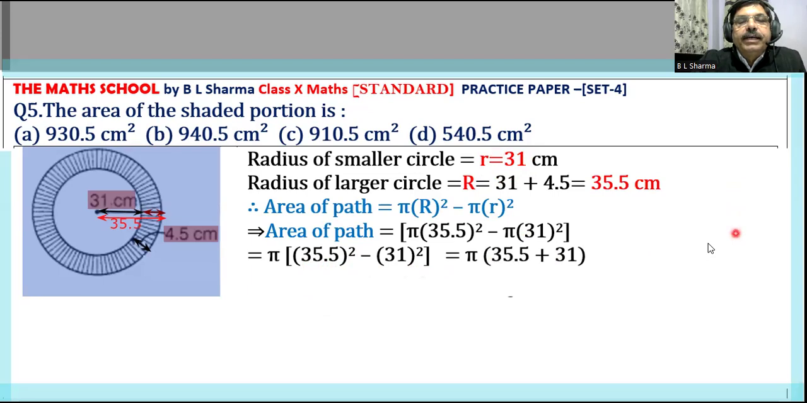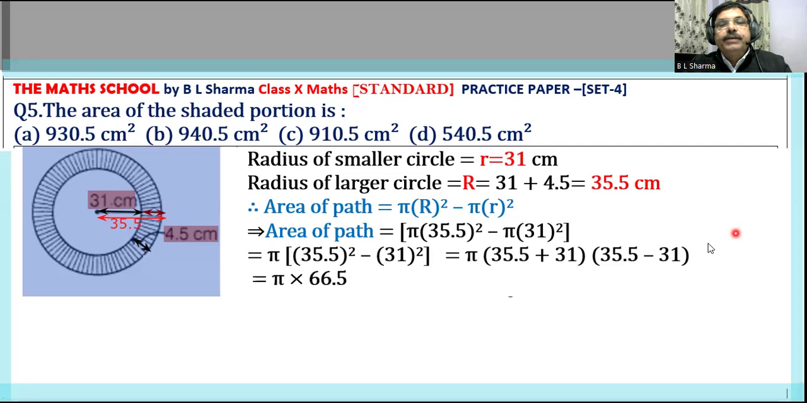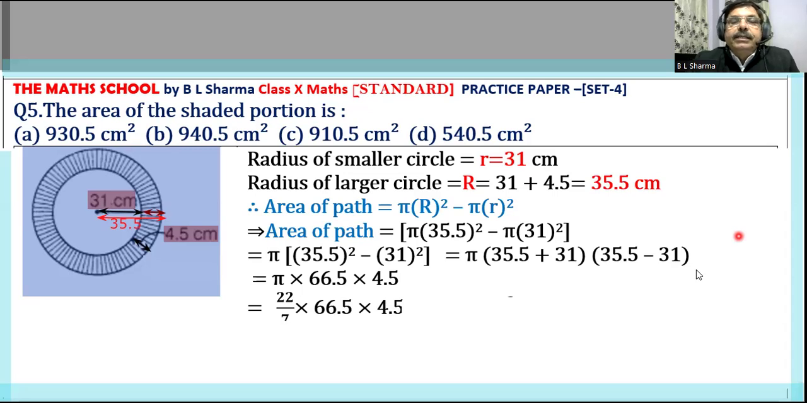So pi as it is, 35.5 plus 31, x plus y, and x minus y. Using the formula, a square minus b square is a plus b, a minus b. Using the algebraic identity, pi as it is, 35.5 plus 31, that is 66.5, and this 35.5 minus 31, that is 4.5. In place of pi, put 22/7 and 66.5 and 4.5. I think now you can calculate and get the answer. Hurry up, calculate it, simplify it, and write the answer. That is 940.5 centimeters square. So B is the correct option.